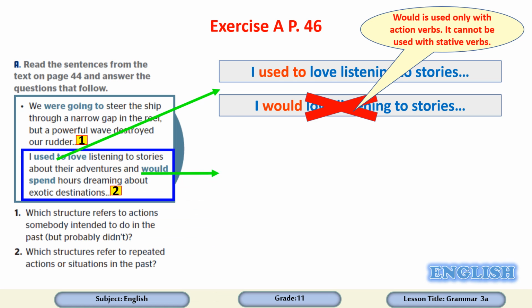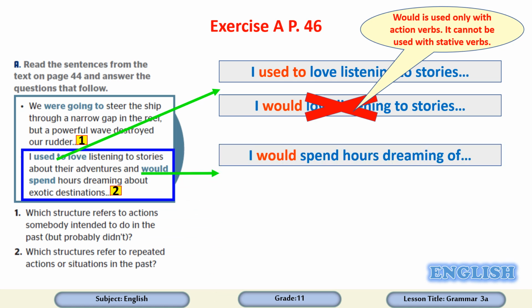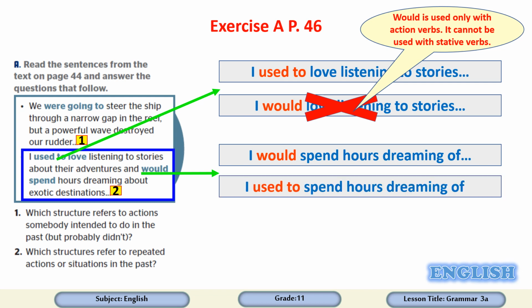Let's look at the other sentence. I would spend hours dreaming of exotic destinations. Can we write this sentence using used to instead of would? I used to spend hours dreaming of exotic destinations. Is this correct? Yes, very good. It's correct because here used to can replace would. So when you are in doubt between using would or used to, used to can be a safer choice.